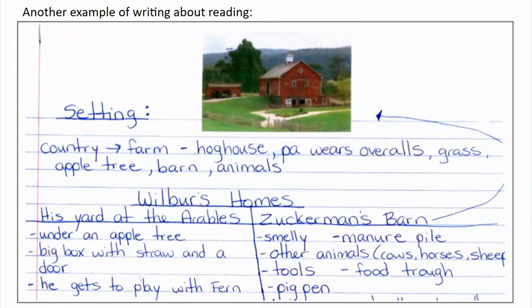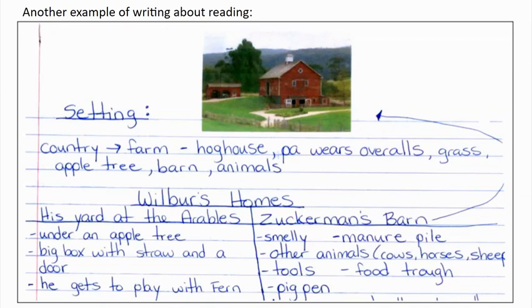So look at the words that describe the yard. It's under an apple tree, big box with straw and a door, and he gets to play with Fern. So when I look at those descriptions of that place, I think, what kind of a place is this? Well, it seems pretty peaceful, seems pretty calm, seems comfortable. He's kind of happy. He gets to play with Fern. So it seems like a very pleasant atmosphere.